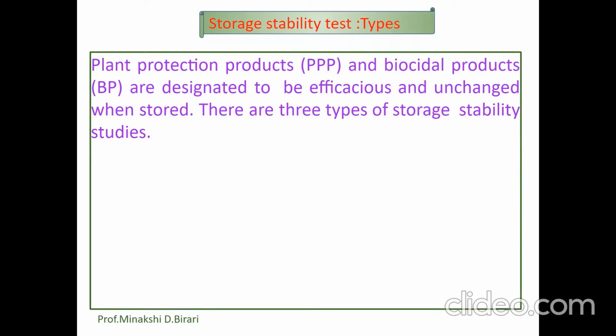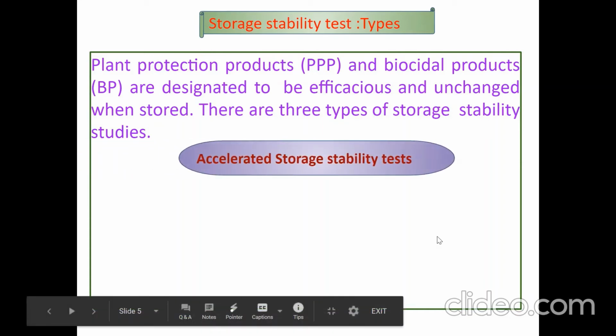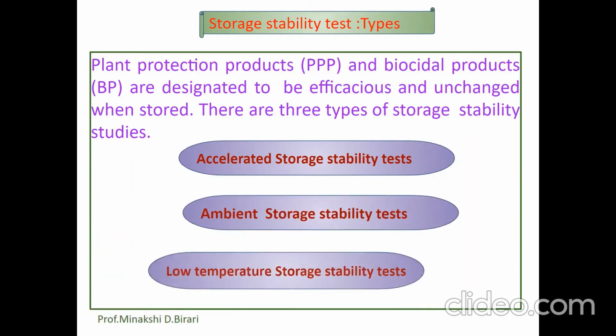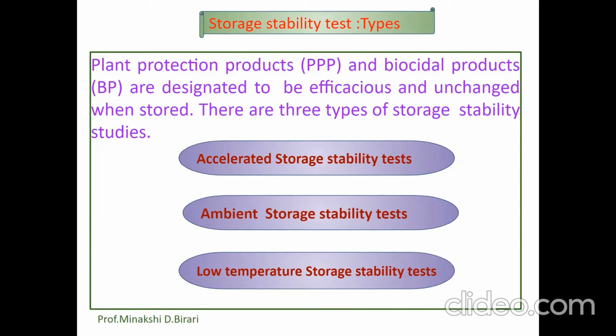Plant protection products (PPP) and biocidal products are designed to be efficacious and unchanged when stored. There are three types of storage stability studies. These are accelerated storage stability test, ambient storage stability test and low temperature storage stability test. We have to study in detail these types related to storage stability test: accelerated, ambient and low temperature storage stability test.